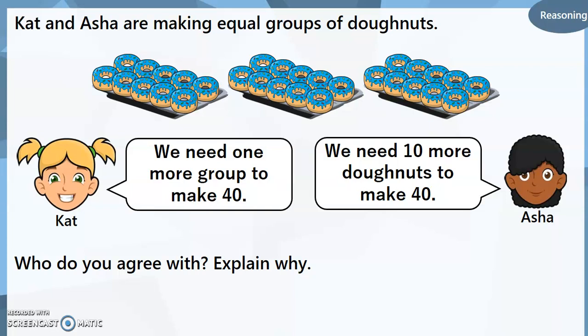So let's look at that again. So here with the pictures, we've got 10, 20, 30. Kat says we need 1 more group to make 40. Have a think if you agree. And let's check Asher's. We need 10 more donuts to make 40. 10, 20, 30 plus another 10.